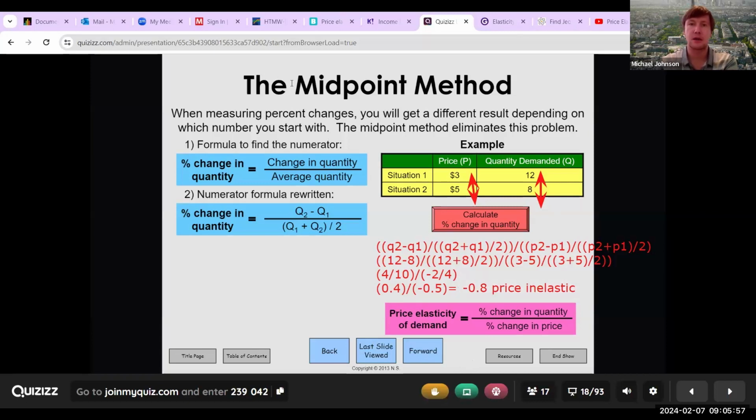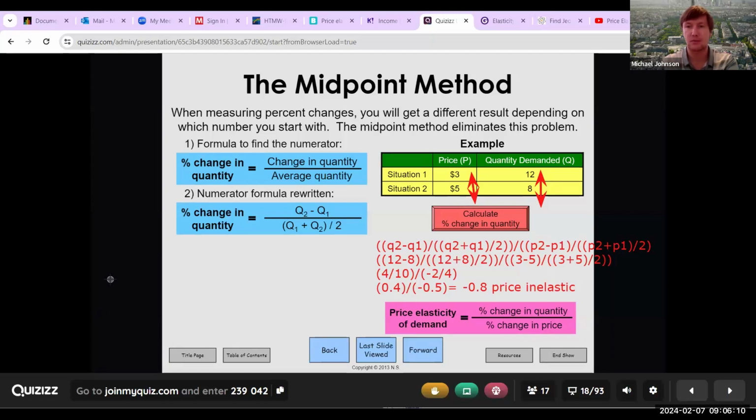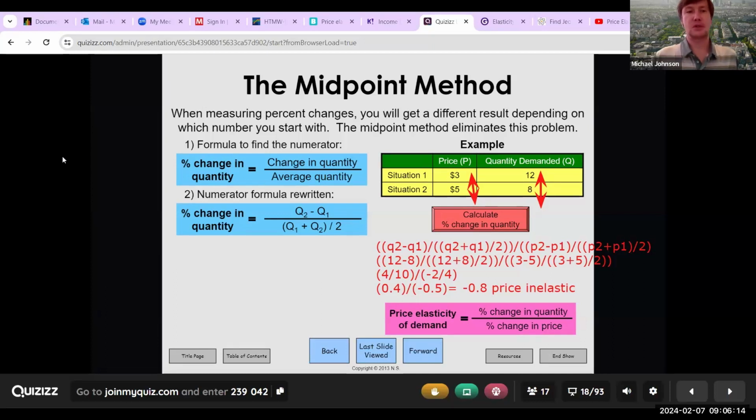So yeah, it's price inelastic. So it's not that sensitive to price changes. So if the price goes up, they're still gonna buy a lot of it, basically.